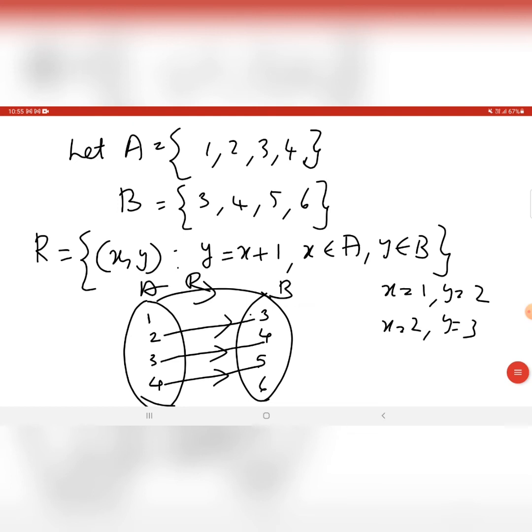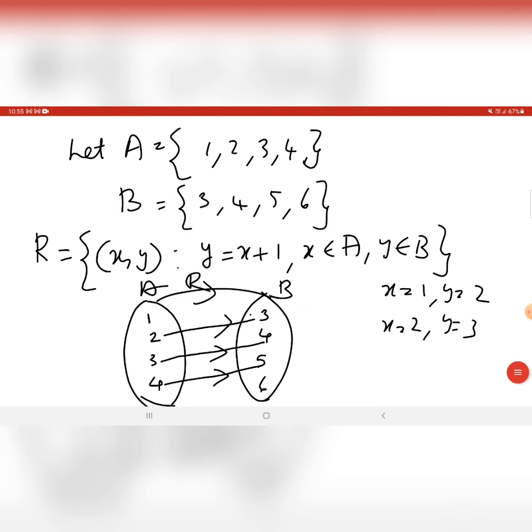Now see the element in the set A. Here 1 has no relation with any of the element in B. Same way in the second set B, 6 has no relation with any element of the set A. Clear?